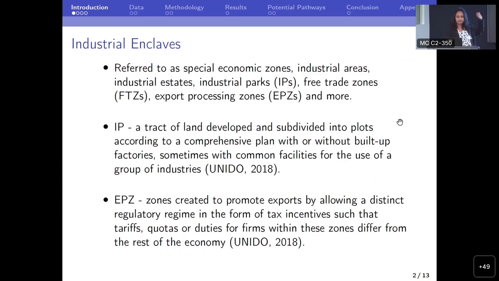So very quickly, let's look at what we mean by an industrial park. As the United Nations Industrial Development Organization defines it, an industrial park is essentially a developed plot of land, subdivided into plots with or without built-up factories and with common facilities, which are then allotted for a group of industries. EPZs mean something similar in terms of physical infrastructure. What's also special about EPZs is that they are specifically created zones to promote exports, and hence they facilitate a very distinct regulatory regime in the form of tax incentives such as tariffs, quotas and duty concessions, which differ from the rest of the economy.